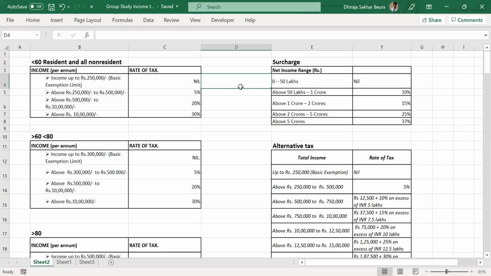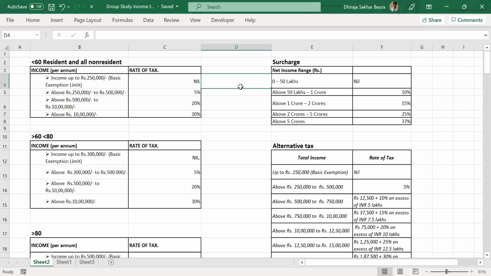So be very careful in the question. Just by looking at the age, do not take the call on which slab rate you will be applying. The person might be of 85 age, but in one corner of the question, they might have mentioned that he is a non-resident. Still, this rate will be applicable. Just be very cautious about that.